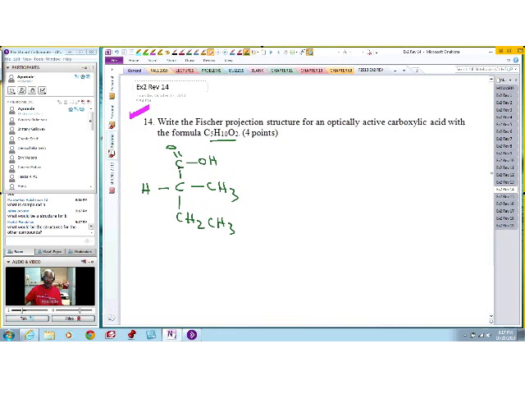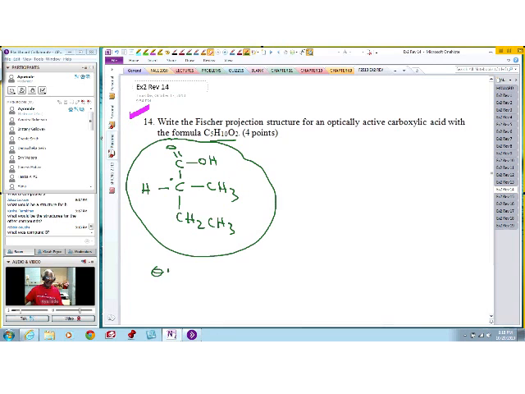So how many carbons do we have here? 1, 2, 3, 4, 5. How many hydrogens? You have 5 hydrogens here. That is 9. That is 10. Okay, and 2 oxygens. So this molecule here will meet the requirement of this particular problem. This has a chirality carbon right here. And this molecule here will be optically active.